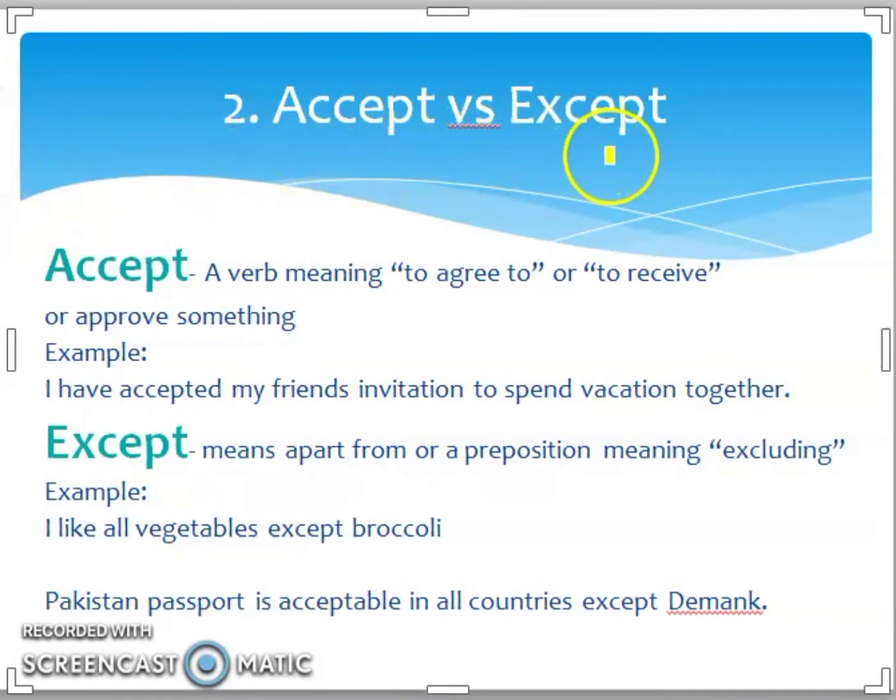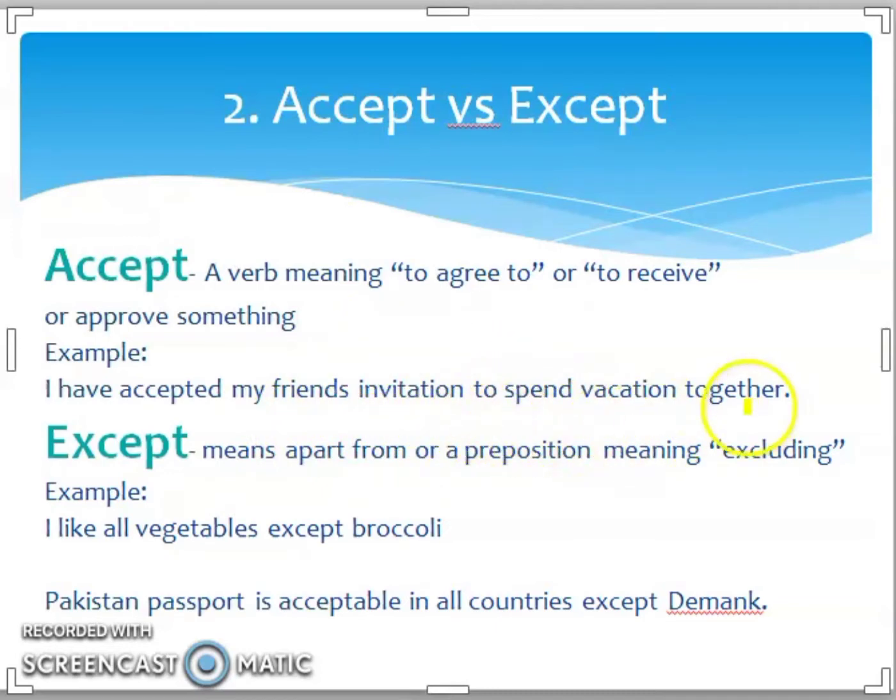Accept versus except. Well, the pronunciation is the same, the spelling differs as well as the meaning differs. The first word, accept, a verb meaning to agree or to receive, or approving something. Example: I have accepted my friend's invitation to spend vacation together. Now, accept means to agree. So, I've agreed to my friend's invitation or request to do what?